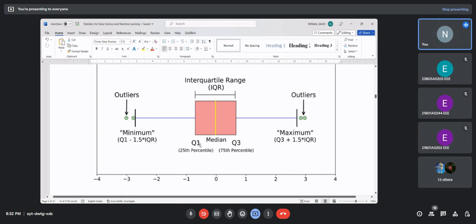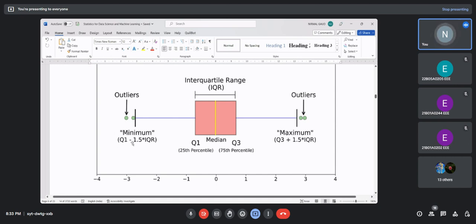So this is your Q1, this is your Q2. Q1 is a 25% distributed value. This is Q3, a 75% distributed value. You can see one yellow line. This is your median value. The yellow line is the median value of your data. The blue line, all the points present here between Q1 and Q3. This represents your minimum value. This represents your maximum value. And outliers, that means expected wrong entries according to your statistical workout.